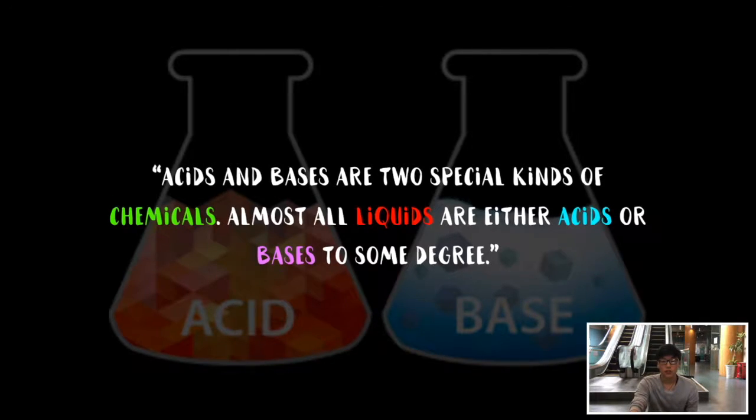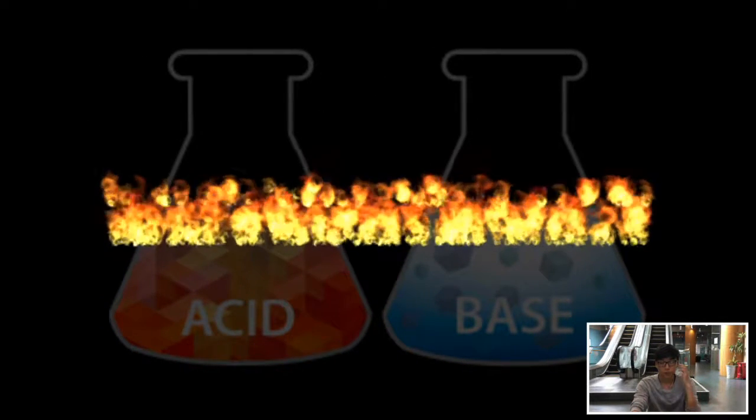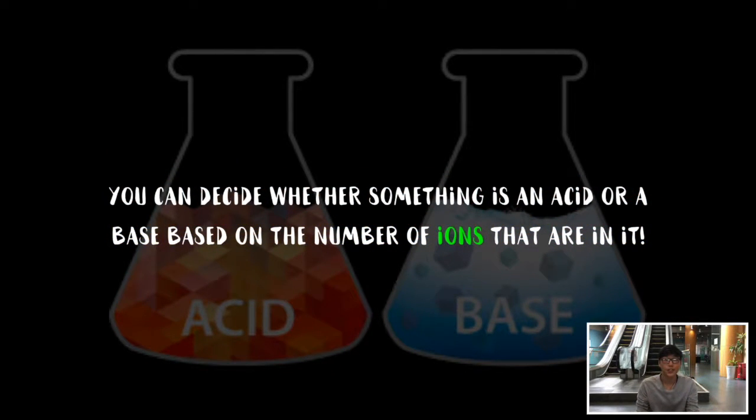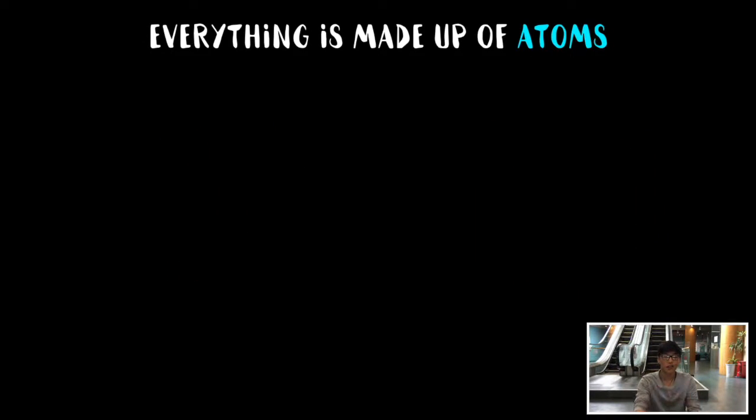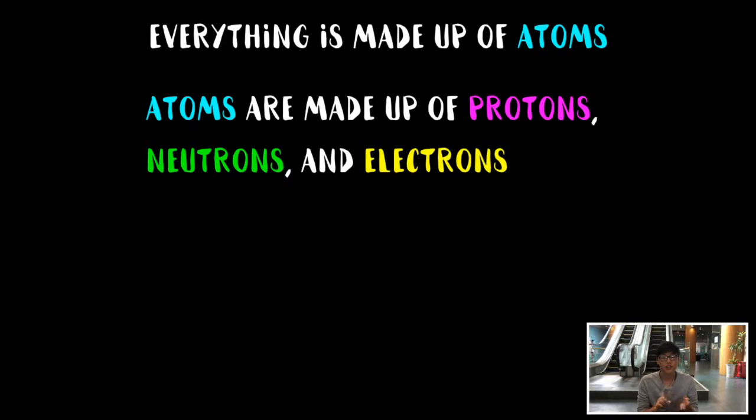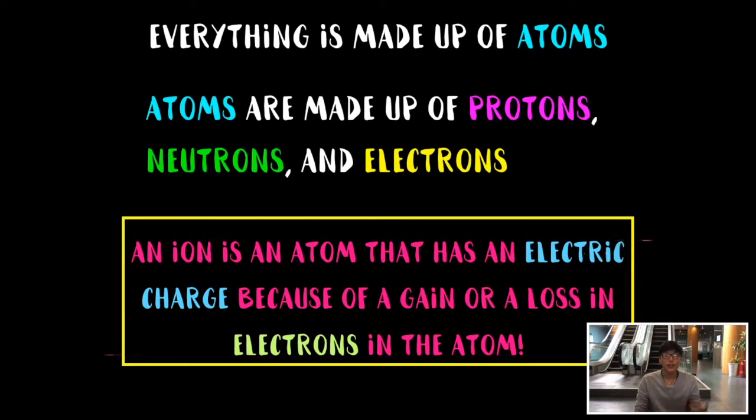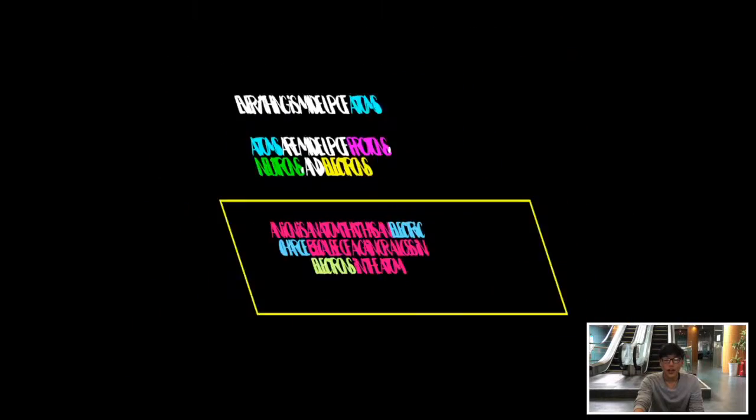In the simplest of terms, you can decide whether something is an acid or a base based on the number of ions that are in it. To review a little bit, let's go back to what an ion is. Ions are essentially atoms. We know everything is made up of atoms, and atoms are made up of protons, neutrons, and electrons. However, an ion is when an atom has an electric charge because of a gain or loss of electrons in the atom. So ions can have a positive or a negative charge.